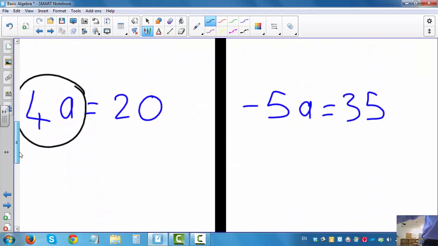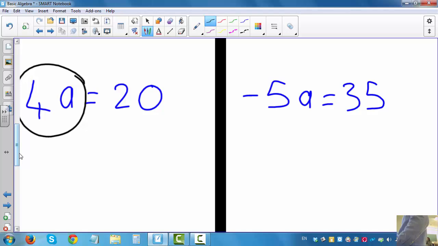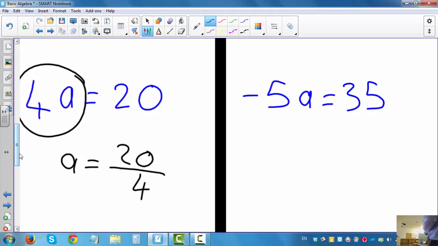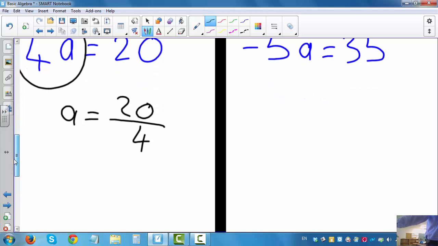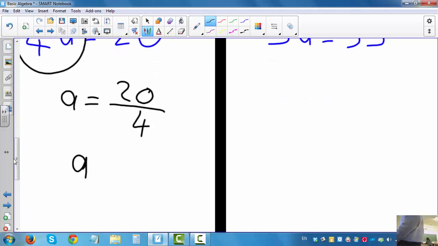I'm going to divide by the 4. So it will be something like this. A equals 20 divided by 4. I get rid of the number 4, and that will tell me A equals 5.